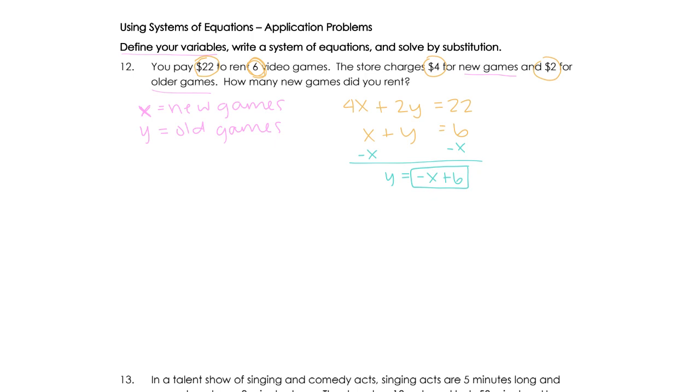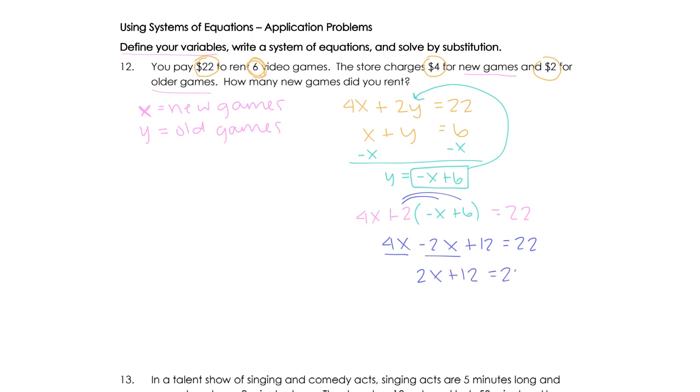Since I used the bottom one, I'm going to have to plug it into the top one. So then I have 4x plus 2 times whatever I'm plugging in for y, so -x plus 6, equals 22. Then I'm going to distribute. So then I would get 4x minus 2x plus 12 equals 22. Combine my like terms, I get 2x plus 12 equals 22. Subtract 12 from both sides, and we get 2x is equal to 10. Divide both sides by 2, and x is equal to 5.